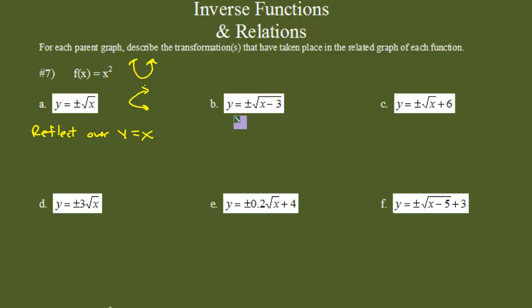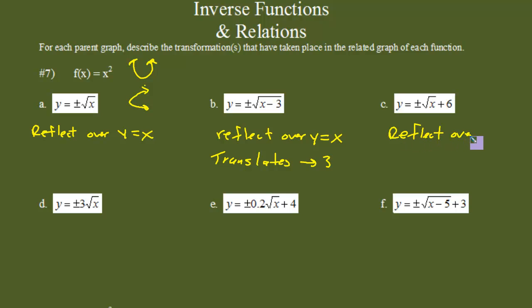That's it. B, same thing. It's plus or minus the square root, so it's reflect over the line y equals x. This minus 3 in here translates the graph right 3. Number 6, plus or minus square root. It's the inverse of the parent equation. Therefore, it's reflected over the line y equals x. This plus 6 translates the graph up 6 units, to be more specific.